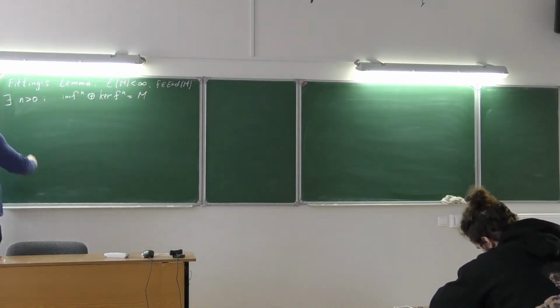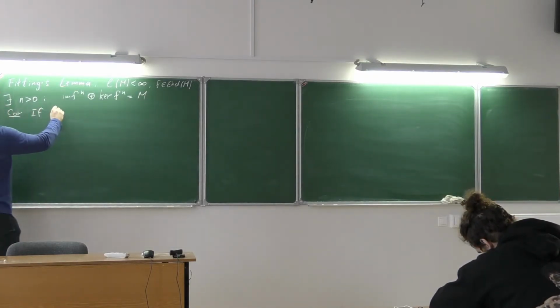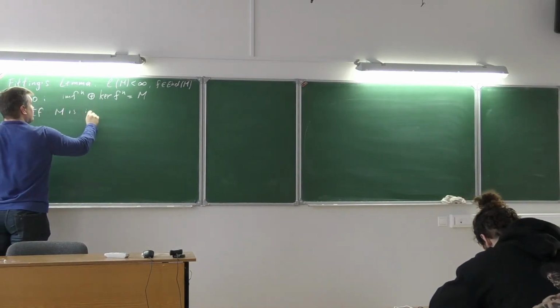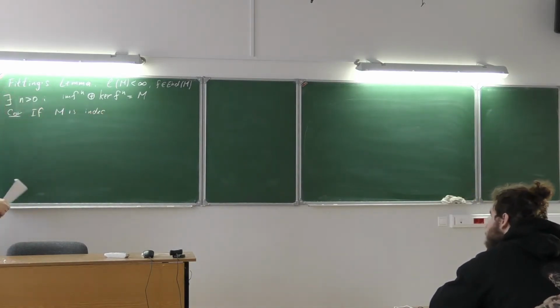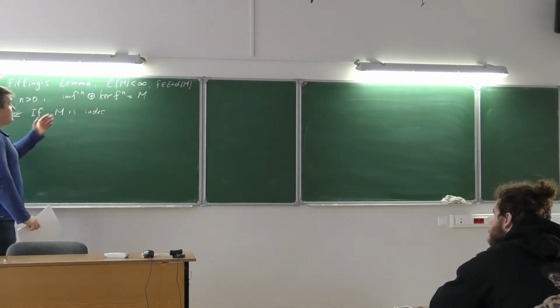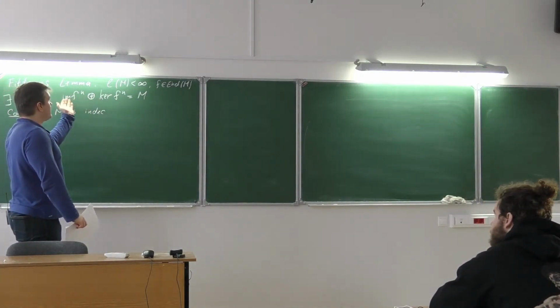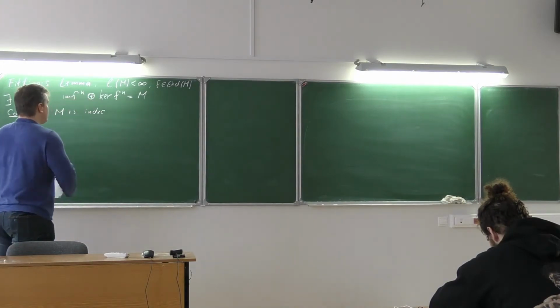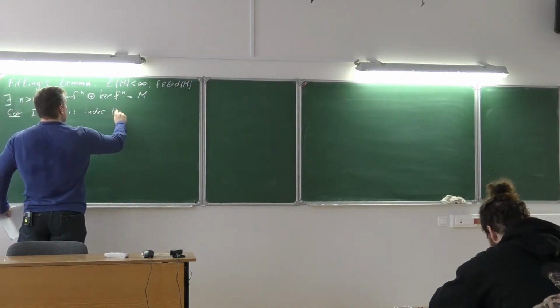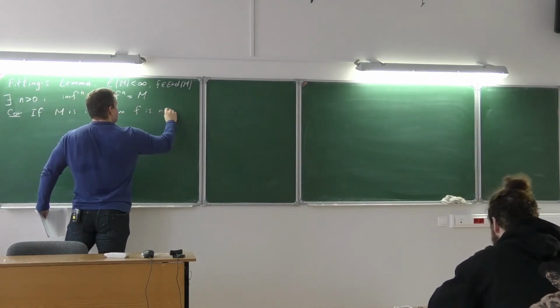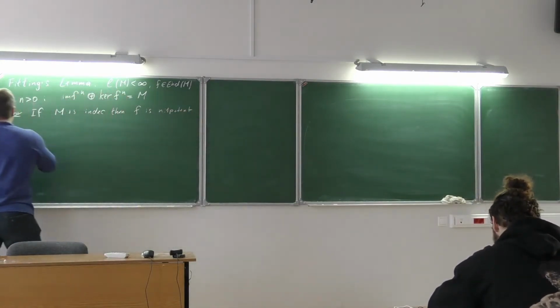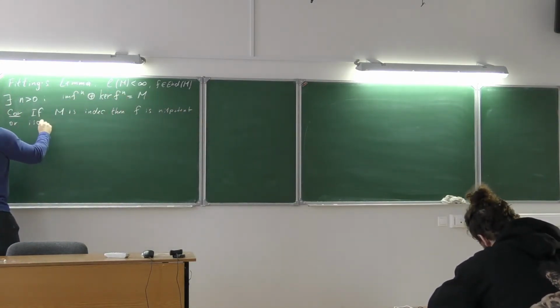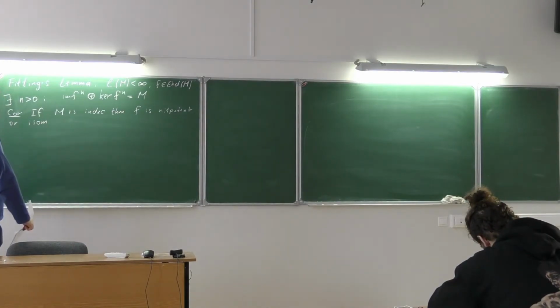In particular, from this lemma we derive the following corollary: if we assume that M is indecomposable, so it cannot be presented as a sum of two submodules, then looking at this decomposition, one of these two things has to be 0. So from this we derive that f is either nilpotent or an isomorphism. There are only two options for f.